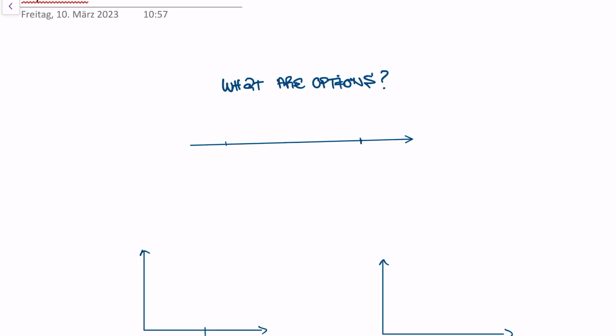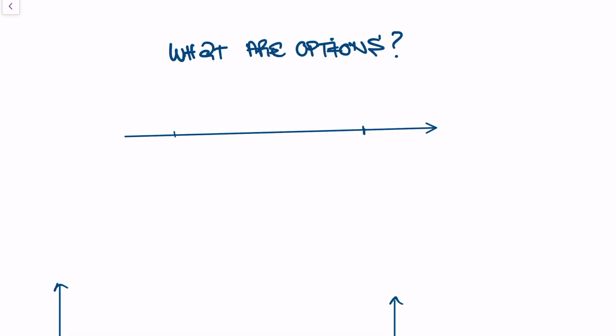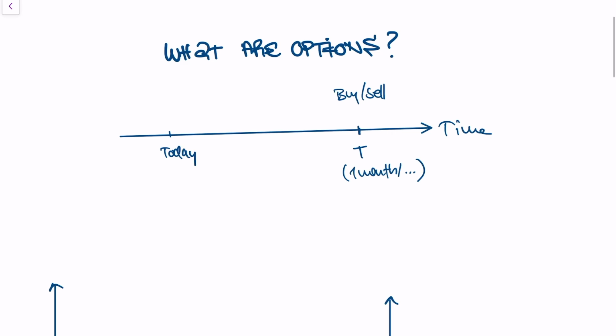So welcome to my series on options, and we first need to talk about what options actually are. Options are a specific financial contract about the future. So let's say this is today on our time axis, and we're talking about a date in the future which I call large T. This could be in 1 month or 1 year, any point in the future. And an option gives you the right to buy or sell an asset for a specified price K. And this specified price is called the strike.